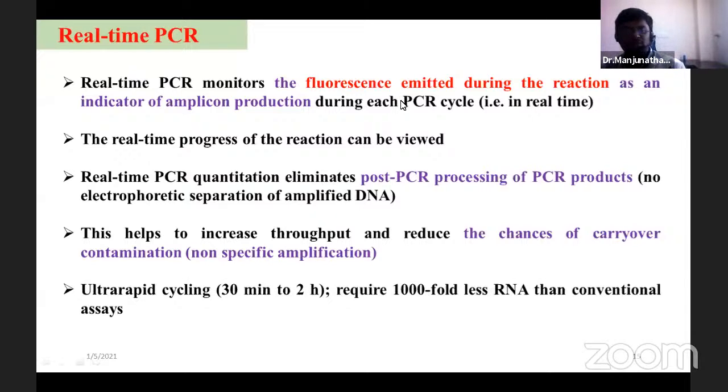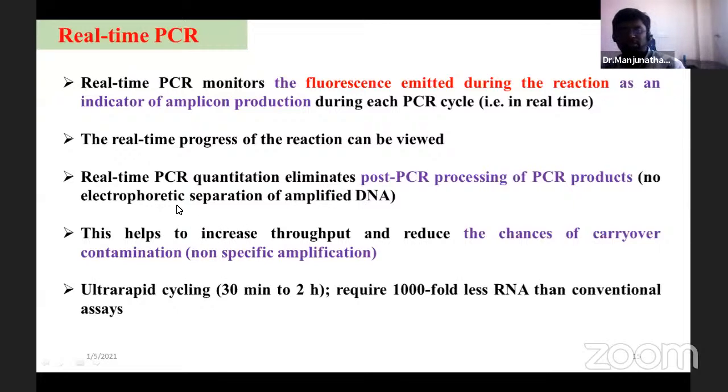But here there is no need to visualize through electrophoresis. We just add probes that emit fluorescence along with the specific primers. At the end of the reaction, there is an emission of fluorescence. That fluorescence we can record in real time on the monitor. The peak upregulation of the fluorescence indicates the amplification of the particular pathogen DNA.